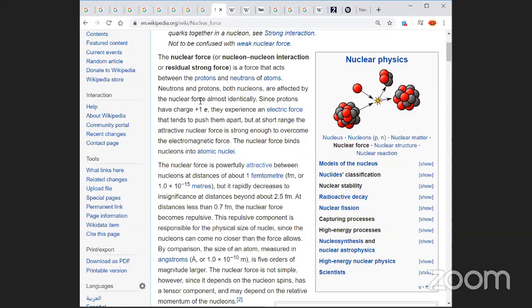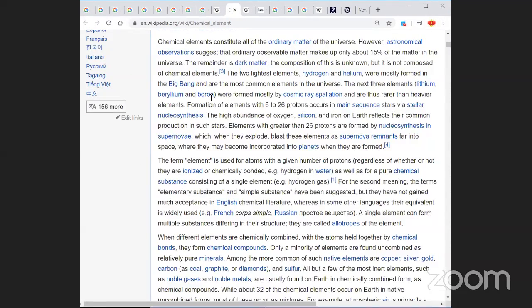The nuclear force, okay, is a force that acts between the protons and neutrons of atoms. Neutrons and protons, both nucleons, are affected by the nuclear force almost identically. Since protons have a +1 electrical charge, they experience an electric force that tends to push them apart. That's the repulsion we talked about. But at short range, the attractive nuclear force is strong enough to overcome the electromagnetic force. The nuclear force binds nucleons into atomic nuclei. So the nuclear force overpowers the electromagnetic force, keeping the protons together instead of repelling.